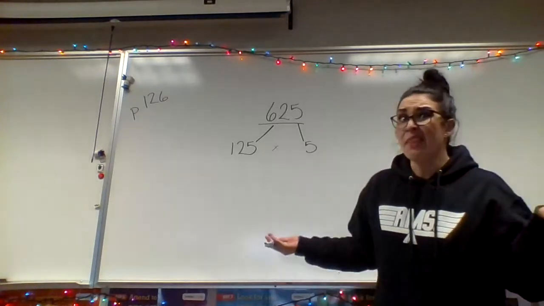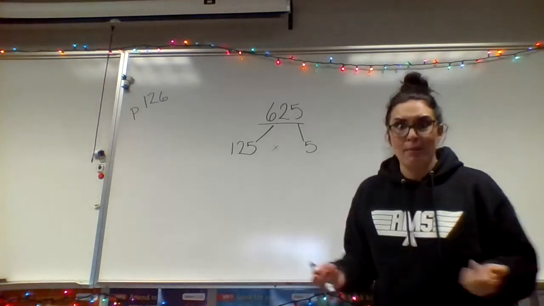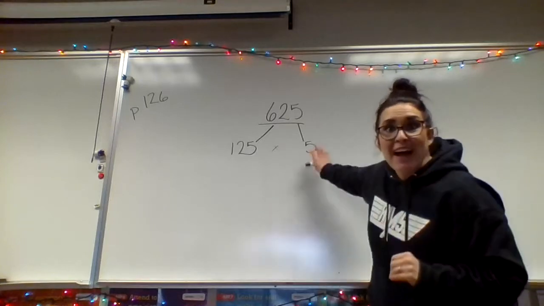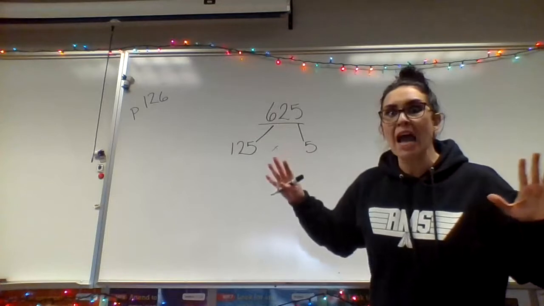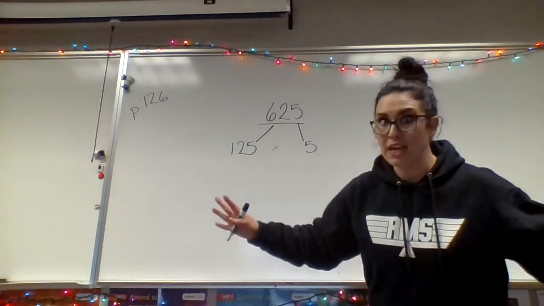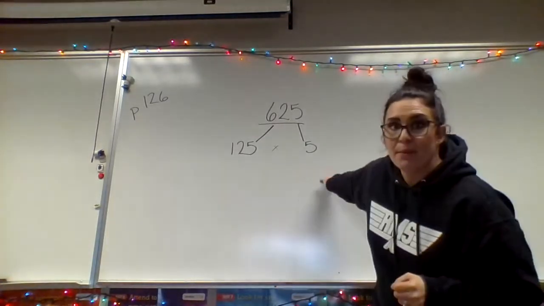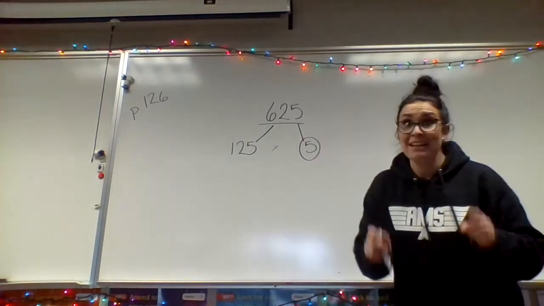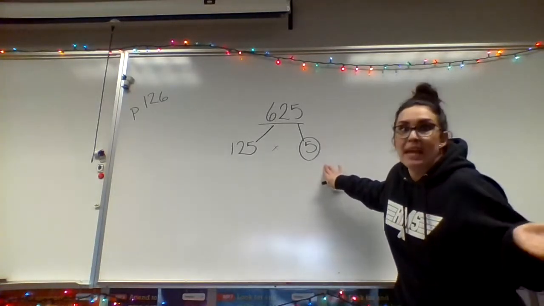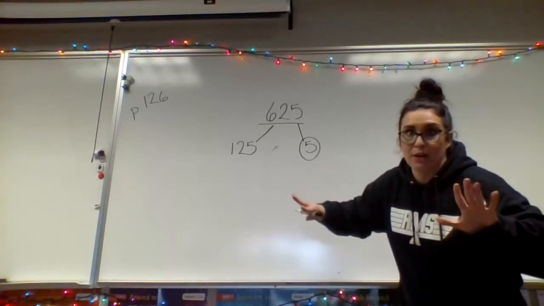So 3, that's prime. 2, that's prime. 11, that's prime, right? And 5 is also a prime number. So when we're doing these prime factorization trees or factor trees, when I get a prime number, I want to circle it because I'm done. I'm done breaking that number down, okay? So this tells me again, it's prime. 5 is prime, I'm done working with it.